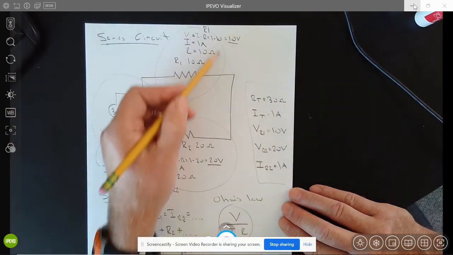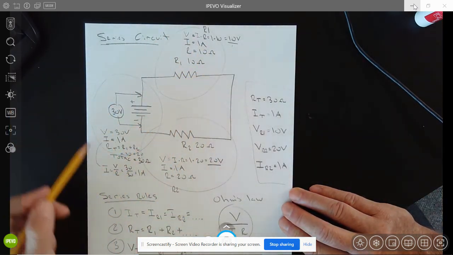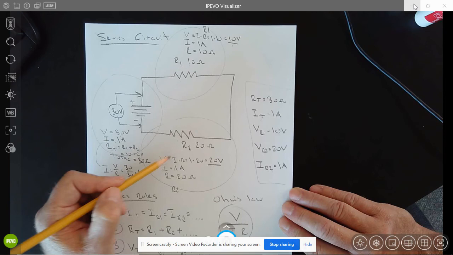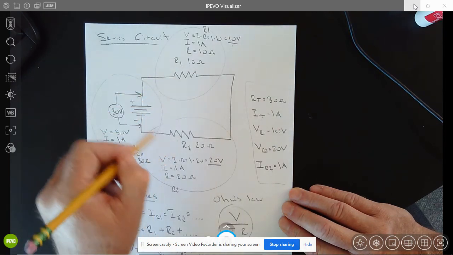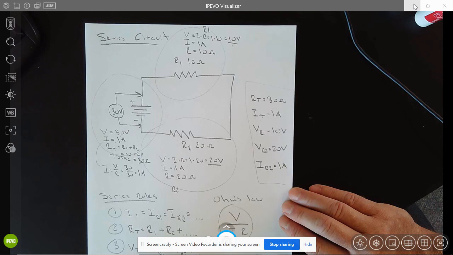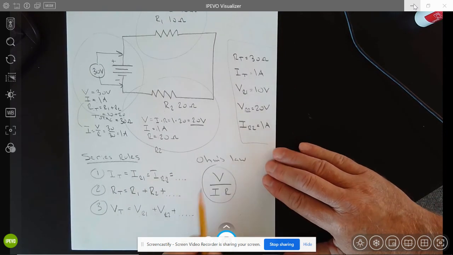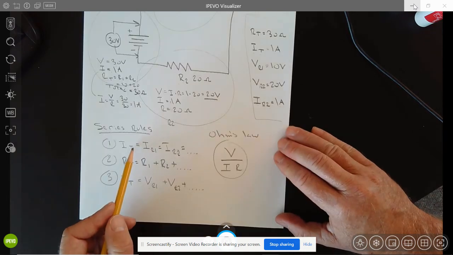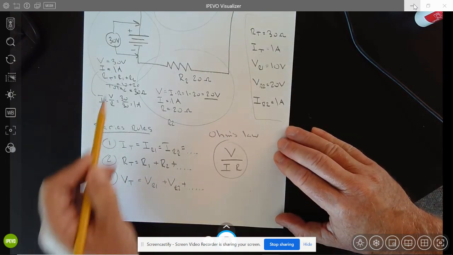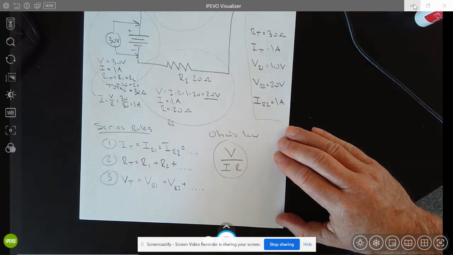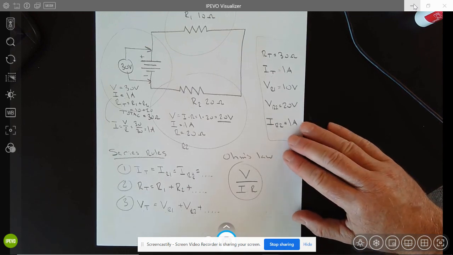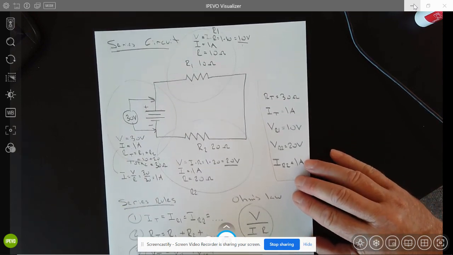So again, put a circle around each resistor, put a circle around the battery. For each one of them, write V, I, R. And then write down what you know in the circuit. If you know 2 out of 3 within any circle, use Ohm's law. If you don't know 2 out of 3, one of these 3 rules will give you one of the values so you can figure out the rest using Ohm's law. So this is the first example on how to solve a series circuit.